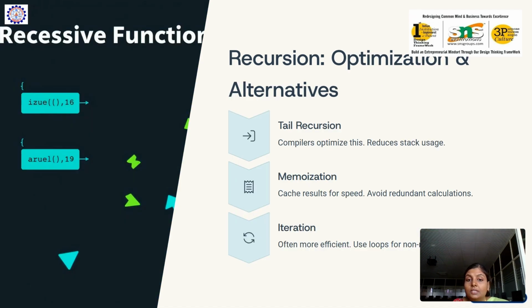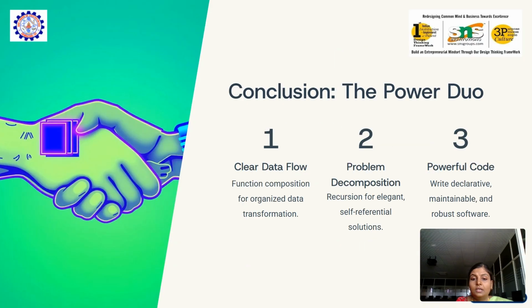Recursion optimization and alternatives. Compilers optimize tail recursion, it reduces stack usage, and caches results for speed. It avoids redundant calculations, and is often more efficient. It uses loops for non-recursive problems.